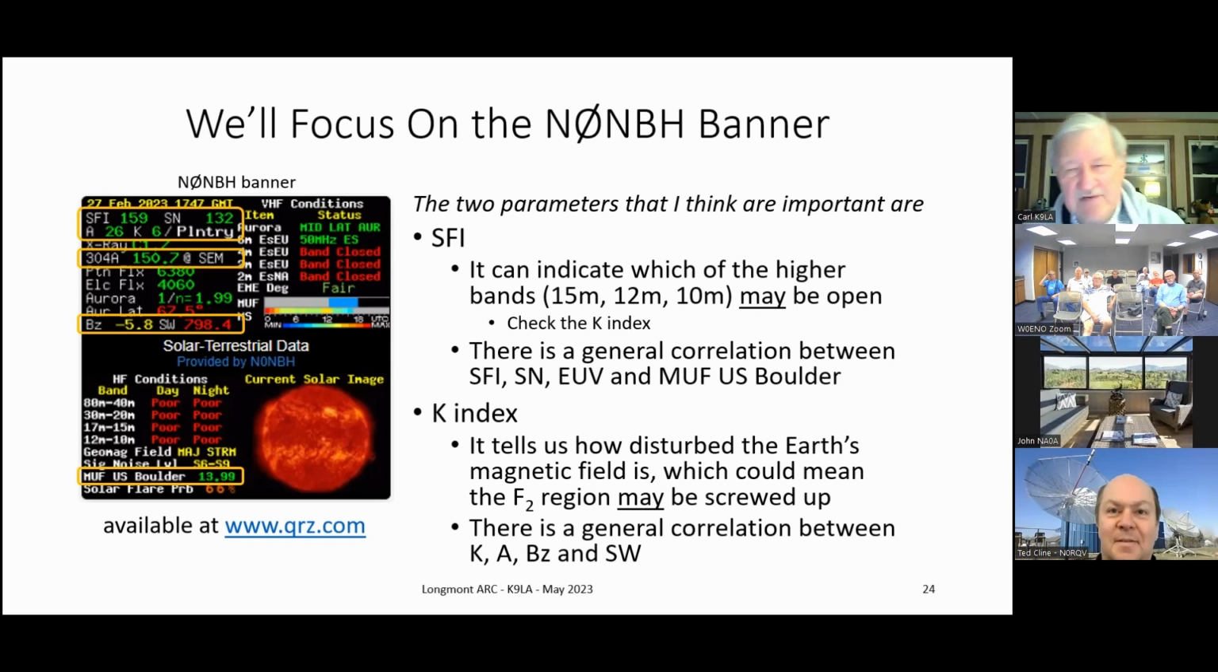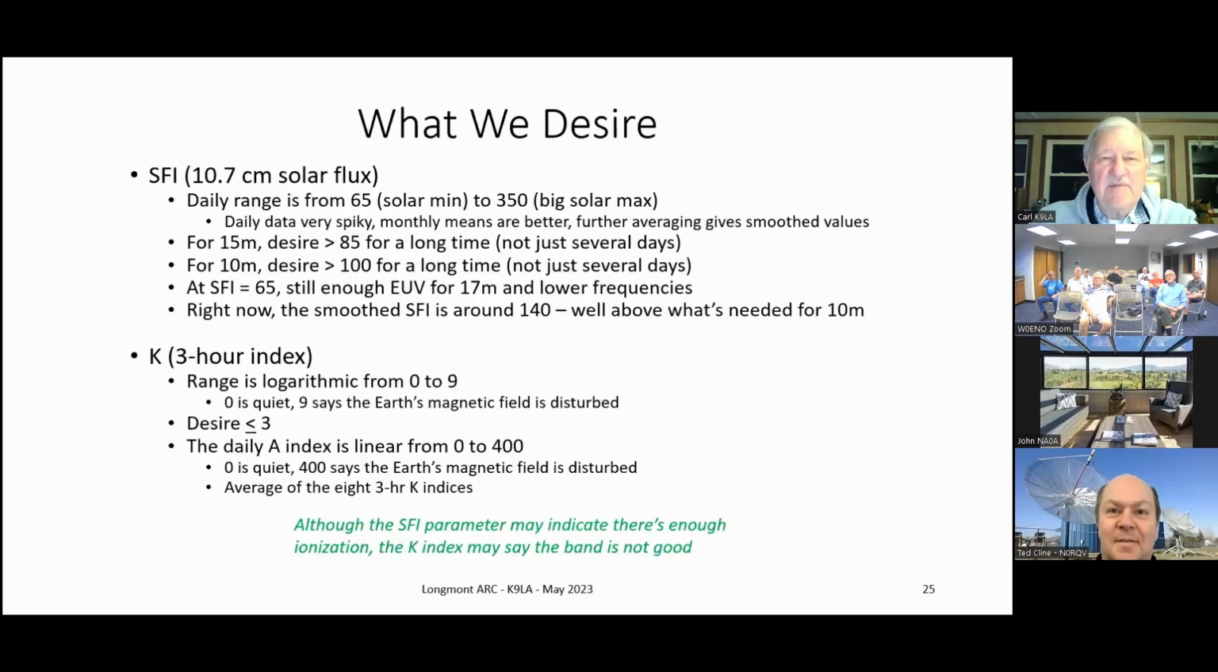When I say general correlation, for example, if the solar flux is high, generally the sunspot number is high, the EUV, extreme ultraviolet radiation, is high, and the MUF US Boulder is high. Similarly for the K index, if the K index is high, the A index probably was high. BZ is large negative, and the solar wind speed is very high. So let's take a little bit deeper look at those two parameters.